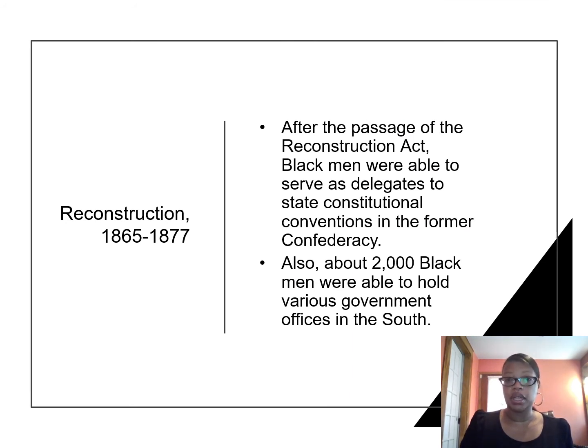After the passage of the Reconstruction Act, black men were able to serve as delegates to state constitutional conventions in the former Confederacy. So again, these former Confederate states had to hold constitutional conventions, create new constitutions, and have those okayed in order to re-enter the Union. So black men were able to serve as delegates to these conventions and help to shape the constitutions of these former Confederate states. In addition to this critical role, about 2,000 black men were able to hold various government offices in the South during Reconstruction.